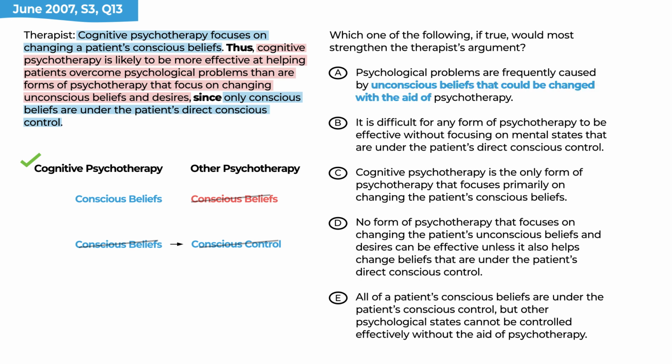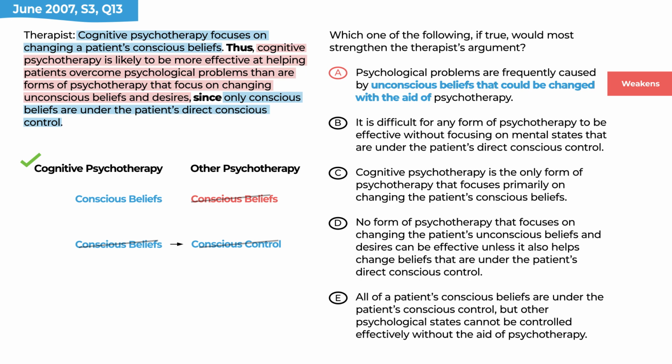The issue with answer choice A is that it says that there are problems that are caused by unconscious beliefs that could be changed with the aid of psychotherapy. And if these unconscious beliefs could be changed with the aid of psychotherapy, that seems to suggest that psychotherapy that focuses on unconscious beliefs could actually have a real impact. Right? This is going to make it more likely that such psychotherapy is going to have a positive impact in the world and would actually undermine the argument's conclusion. So let's get rid of A because it's actually working against the argument.